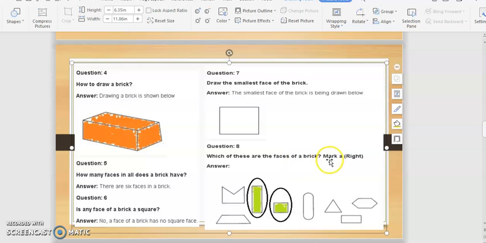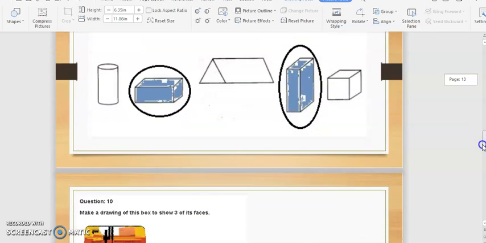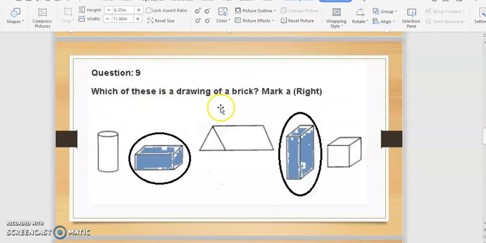Which of these are the faces of a brick? Now over here, can you find out? These are the cornered, curved ones. So can you really call this the faces of a brick? Come on, give me the answer. Which of these is a drawing of a brick? Come on.